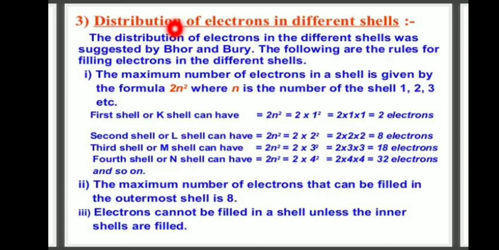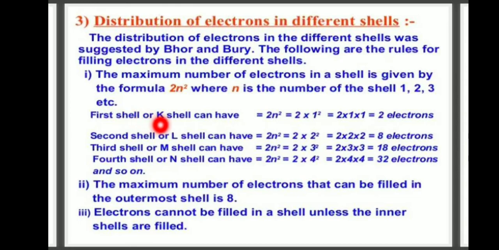Distribution of electrons in different shells. The distribution of electrons in the different shells was suggested by Bohr and Bury. The following are the rules for filling electrons in the different shells. First point, the maximum number of electrons in a shell is given by the formula 2n square, where n is the number of the shell, 1, 2, 3, etc.